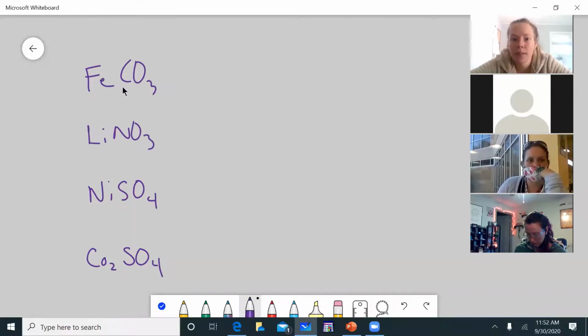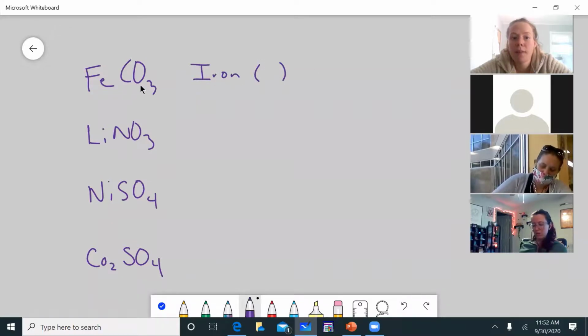So if I'm going to name these, I'm first going to say it is in fact a metal with a non-metal or polyatomic ion. So just like we did before, this has an unpredictable charge. So I'm going to write iron. I'm going to put a parentheses and I'll come back to it. And then this thing here is carbonate.